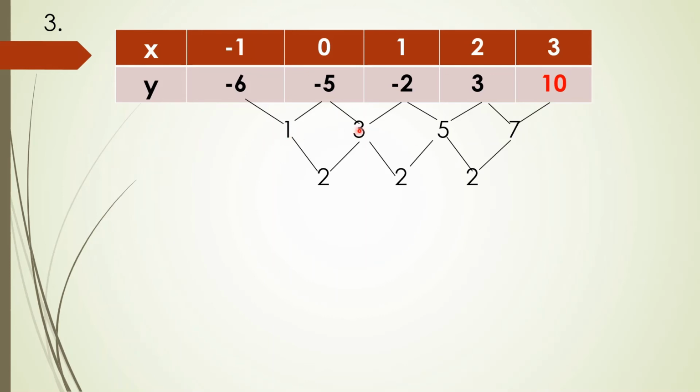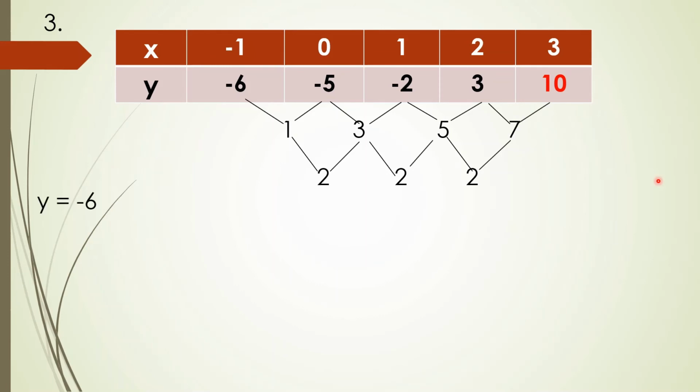1 becomes 3, increase by 2. 3 becomes 5, increase by 2, and 5 becomes 7, increase also by 2. The second difference in y is 2, meaning our table is a quadratic function. So now, how can we get the pattern?